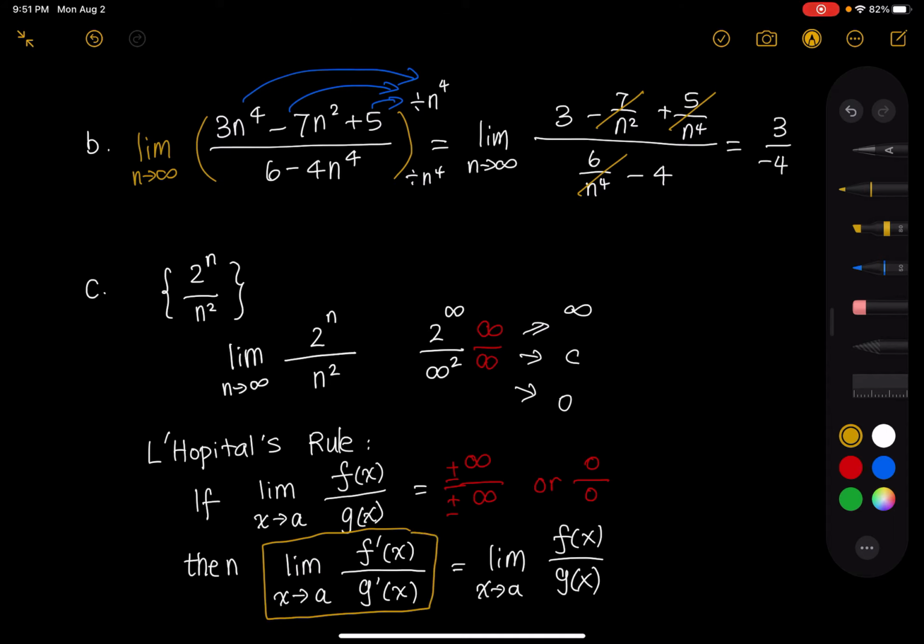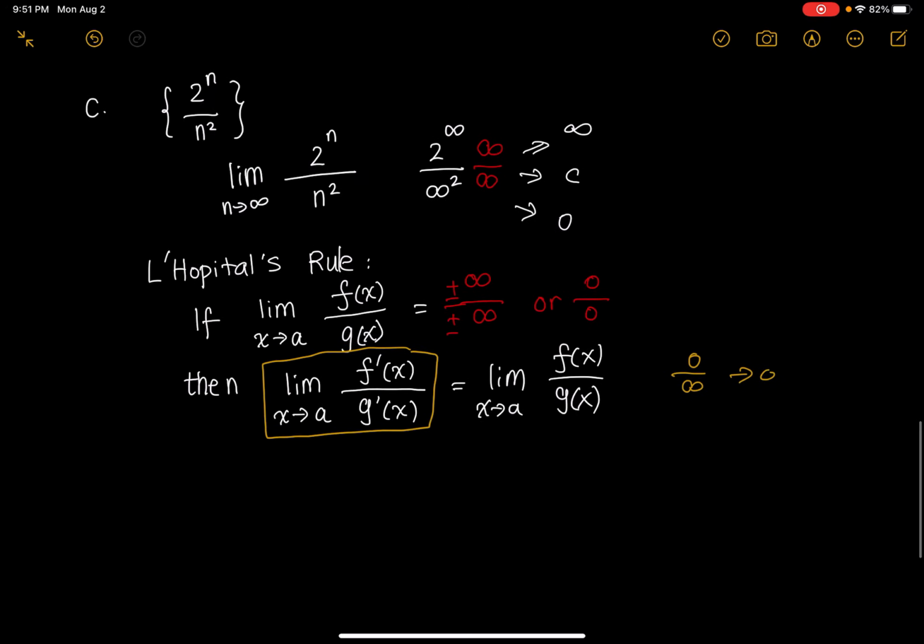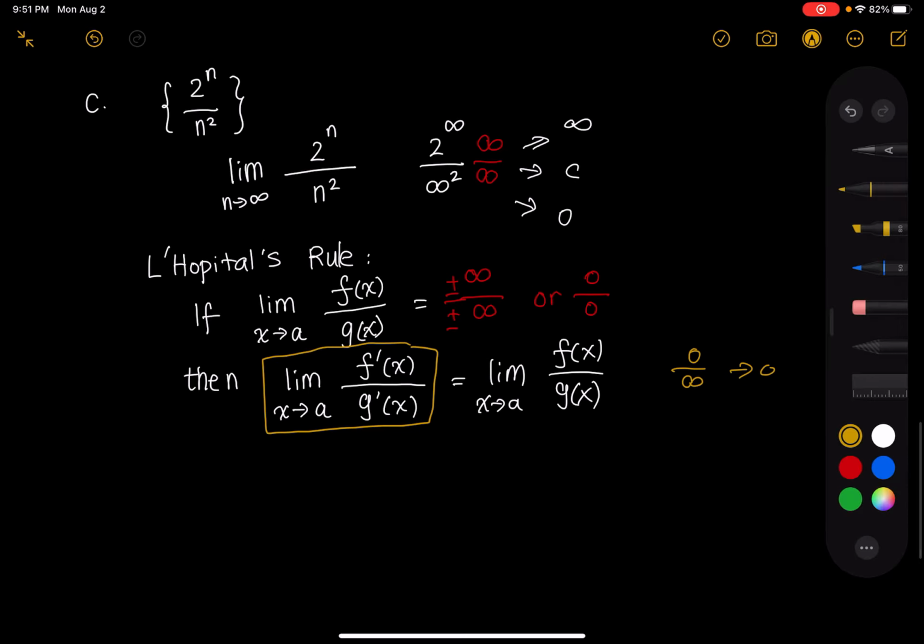Now, note that if we have 0 over infinity, you don't need to do anything. It's 0, okay? That is not an indeterminate form. It's a constant over infinity, it goes to 0. So be very careful how to apply L'Hopital's rule correctly and when to apply it. So now we do have this indeterminate form.